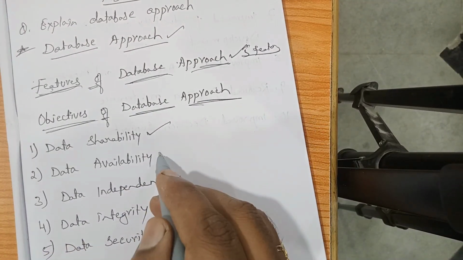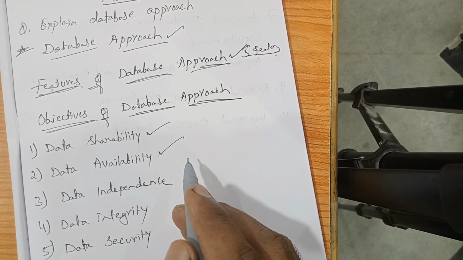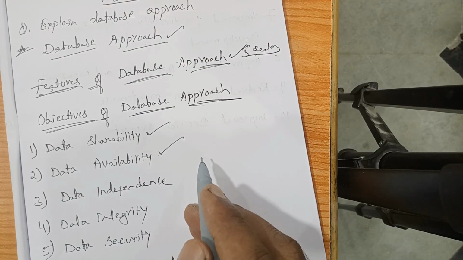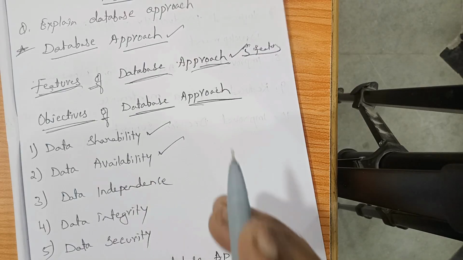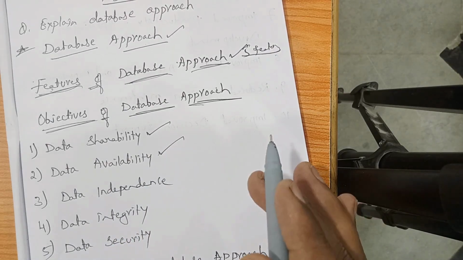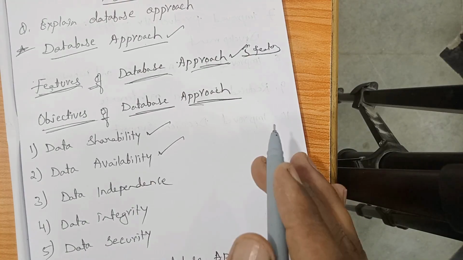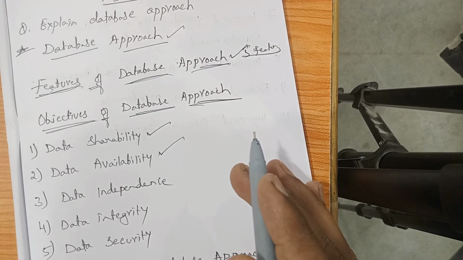The next one is data availability, which is also a very important thing. This objective ensures that the required data is available to use in a meaningful format. Without a meaningful format, they cannot maintain it. So they maintain the data in a meaningful format, which decreases access time.